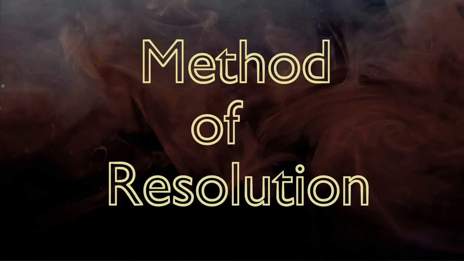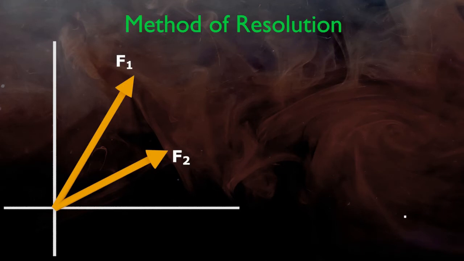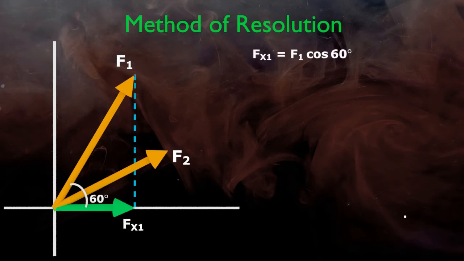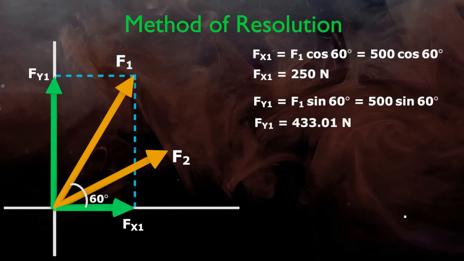Now let's solve the same problem with another method, that is the method of projection or resolution. In this method, we will find the components of each force along the x-axis and along the y-axis. Force F1 makes a 60 degree angle to the x-axis, so the x component will be F1 cos 60. F1 is 500 Newton, so the x component Fx1 is equal to 250 Newton. And the y component Fy1 will be F1 sin 60, that is 433.01 Newton.